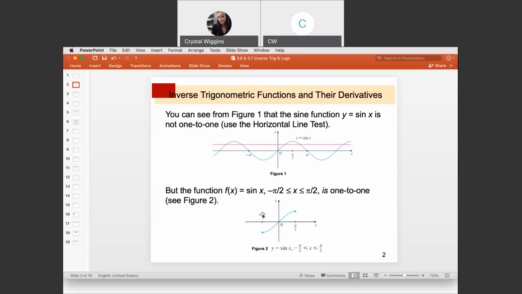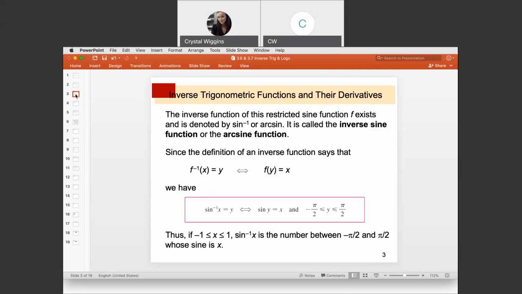So notice that if we restrict the domain, and this isn't the only restriction that works, but it's one of them, if we restrict it from -π/2 to π/2, we see that it is not only passing the vertical line test, but it also passes the horizontal line test, making this function now one-to-one. The inverse function of this restricted sine, f, exists and is denoted by sine raised to the -1 or arcsine. They mean the exact same thing.